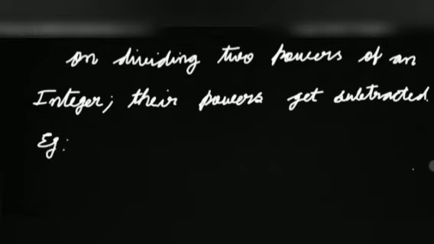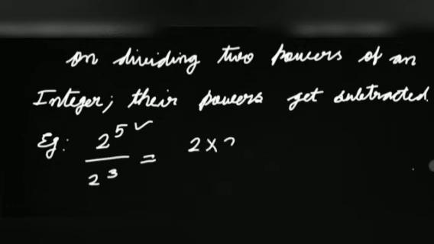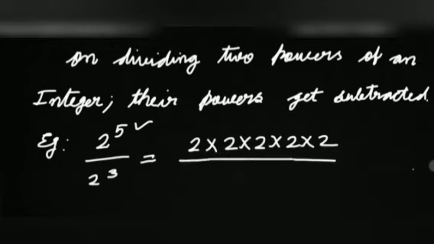Example: 2 raised to 5 by 2 raised to 3 is equal to, what is 2 raised to 5? 2 raised to 5 means 2 is multiplied how many times? Yes, 5 times. So 2 raised to 5 means 2 into 2 into 2 into 2 into 2, isn't it? And 2 raised to 3 means 2 is multiplied 3 times, 2 into 2 into 2, isn't it?